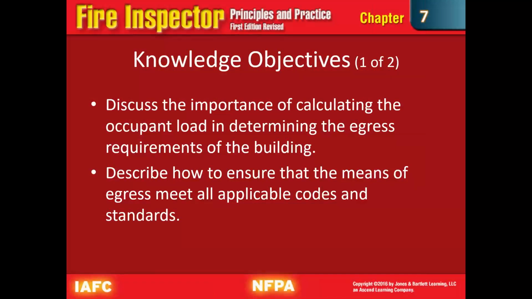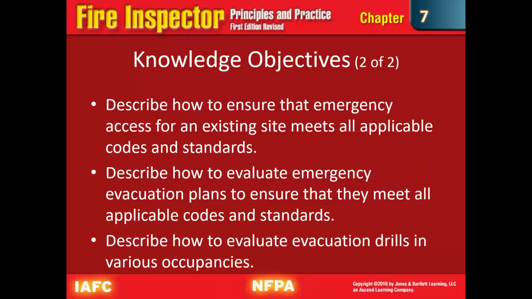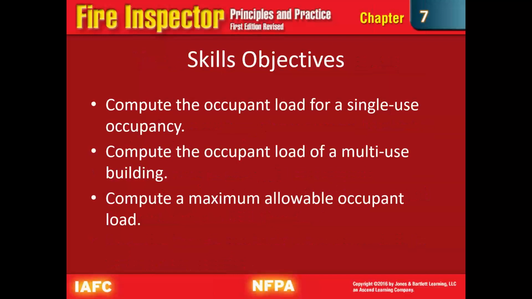So this is what we're doing here, is to save lives. We're going to discuss the importance of calculating the occupancy load and determine the egress requirements of the building. Describe how to ensure that the means of egress meet all applicable codes and standards. And describe how to ensure that emergency access for existing site meets all applicable codes and standards. How to evaluate emergency evacuation drills to ensure that they, again, meet codes and standards, and describe how to evaluate evacuation drills in various occupancies. All right, this is a big skill thing. This is something that we will be working on.